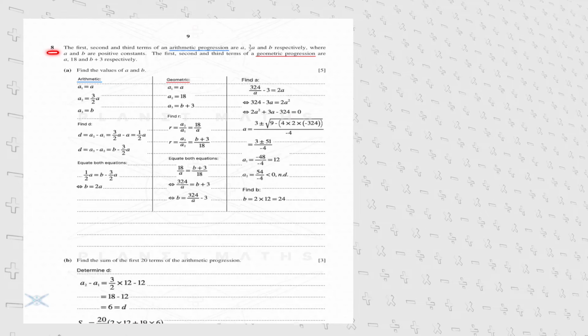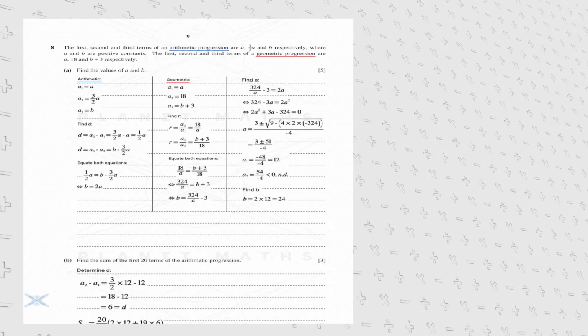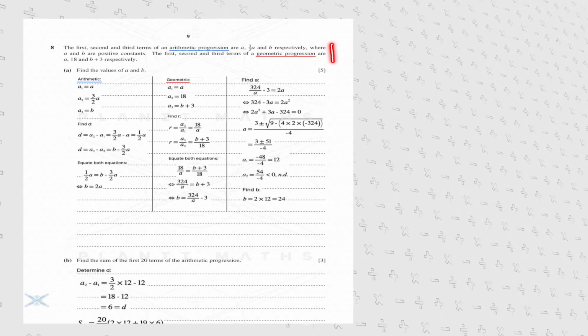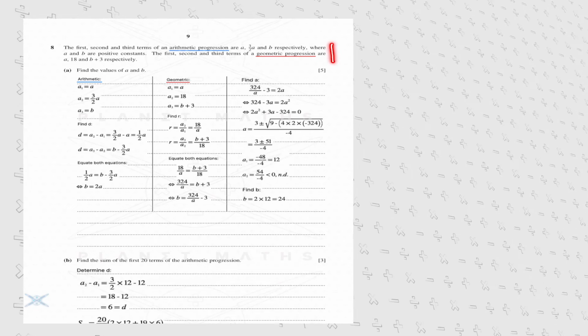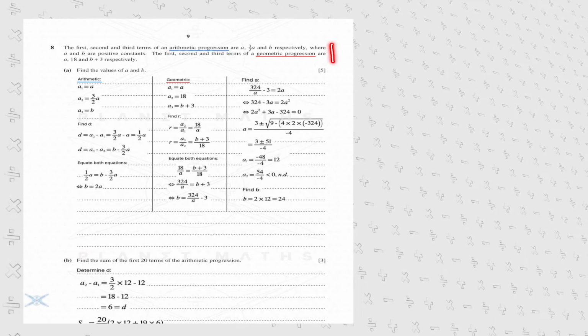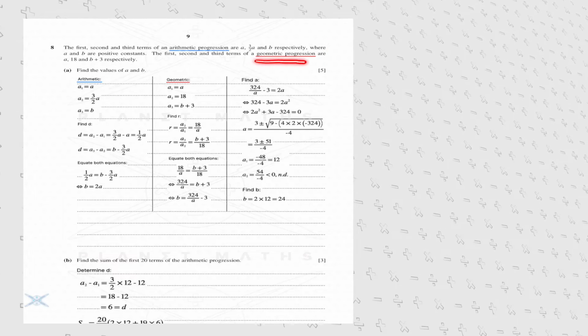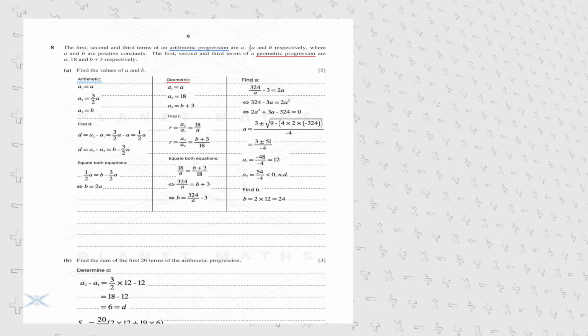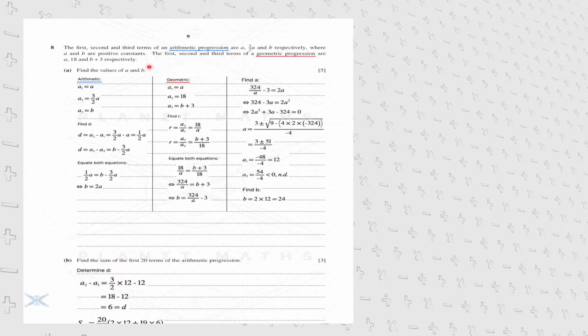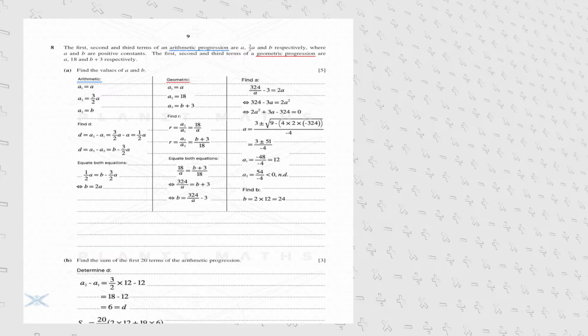Next on to exercise 5, where it's stated that the first, second and third term of an arithmetic progression are a, 3 over 2a, and b respectively, where a and b are positive constants. The first, second and third terms of a geometric progression are a, 18, and b plus 13 respectively. In part A, we are supposed to find the values of a and b.